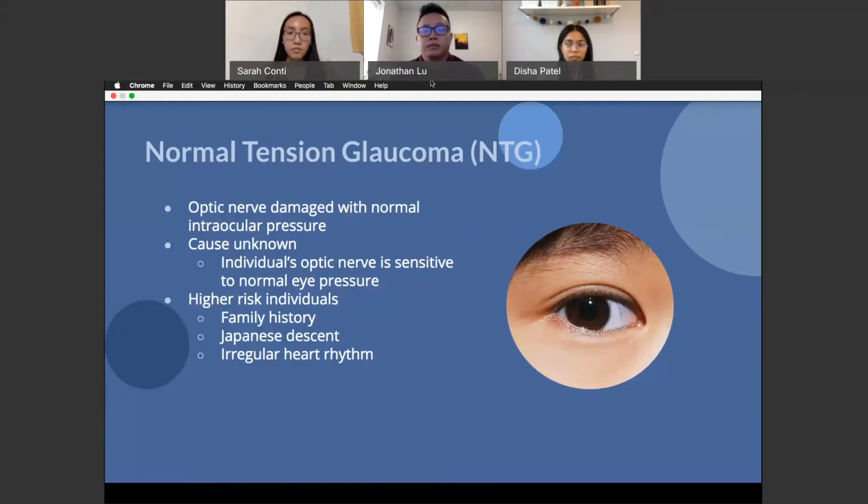Normal tension glaucoma is much less common than the first two, but does occur. This is where the optic nerve becomes damaged even though intraocular pressure is normal. There is no definitive cause on why this happens, but it's theorized that some individuals' optic nerves are just very sensitive to their eye's unique pressure. Individuals with a higher risk of developing normal tension glaucoma are those with a family history of the condition, those of Japanese ancestry, or those with an irregular heart rhythm.